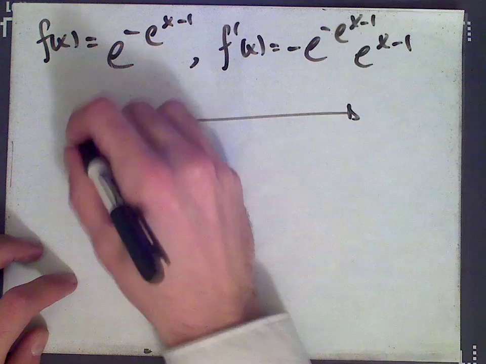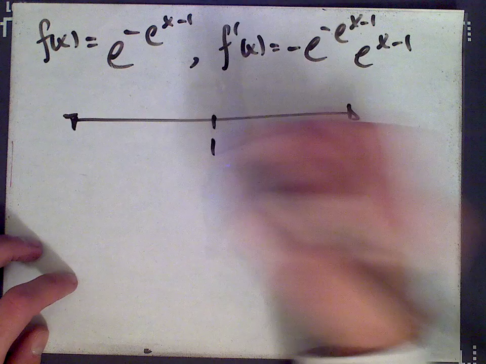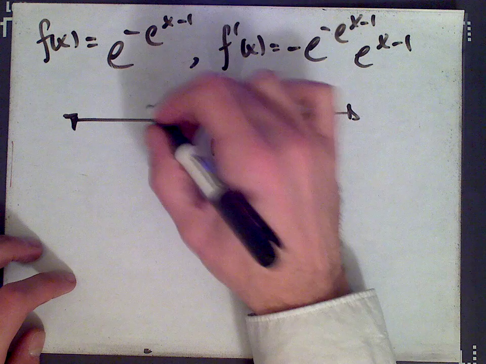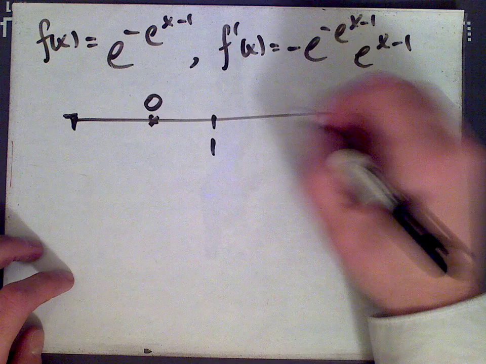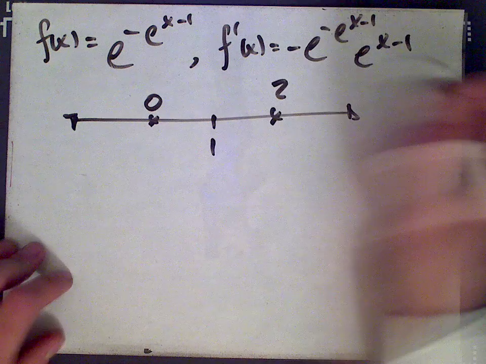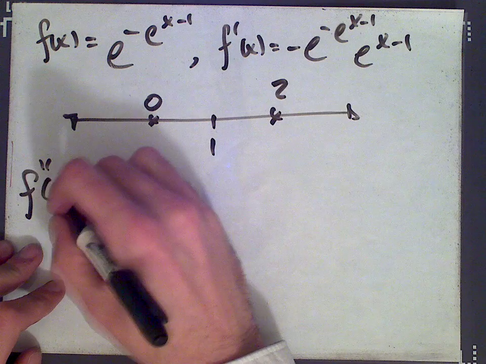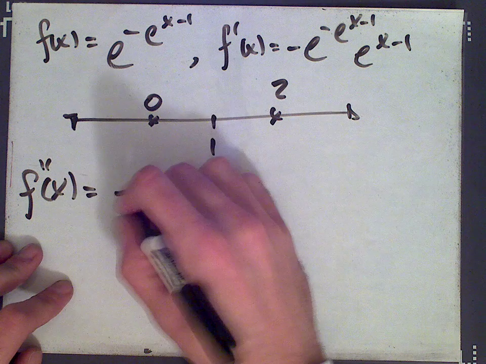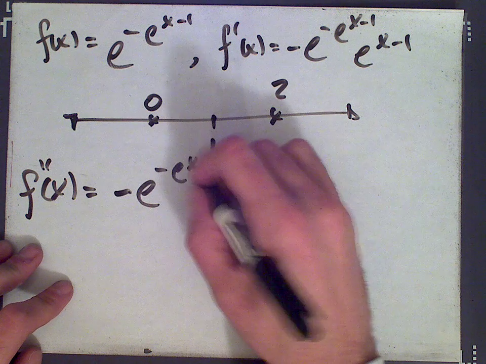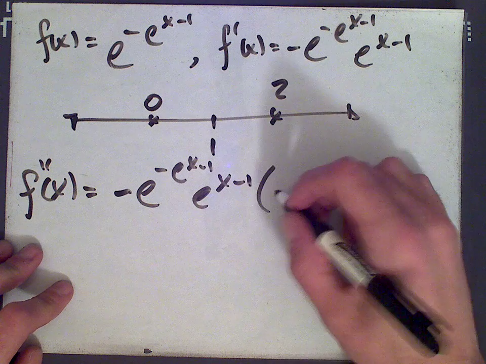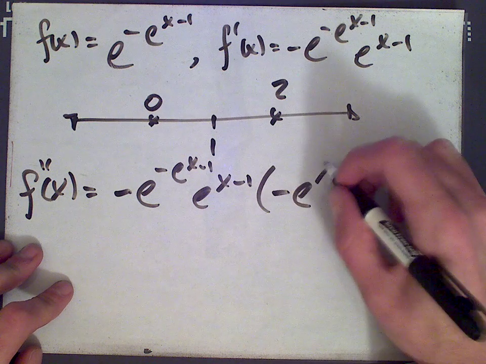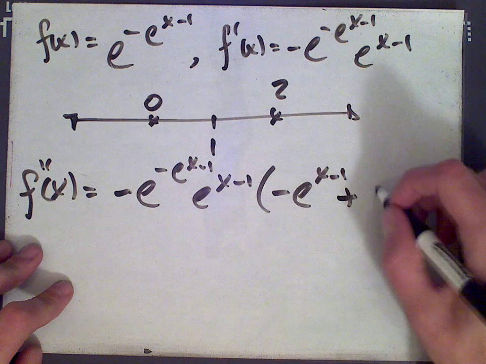We have the number line here. x equals 1 is the possible inflection point. We're going to test the second derivative to the left, say at 0, and then to the right, say at 2. Let me remind you of what the second derivative was. It's negative e to the negative e to the x minus 1, times e to the x minus 1, times negative e to the x minus 1 plus 1.